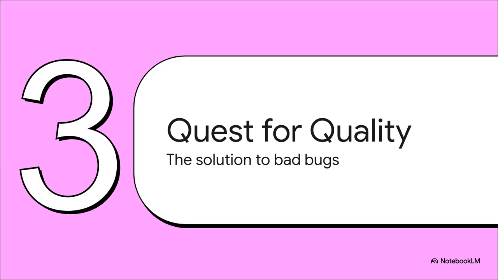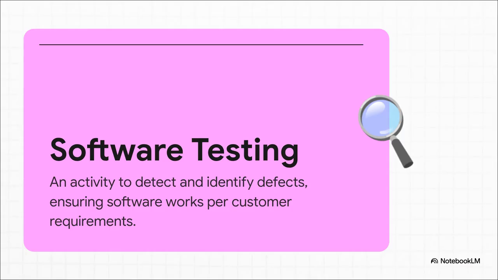So, how do you prevent that kind of catastrophe? Well, this brings us to the hero of our story, software testing. This is where testing comes in. You can think of it as a formal investigation. The whole point is to hunt down any defects or issues before the software ever gets to you, the user. The goal is simple. Make sure the software does exactly what it's supposed to do.